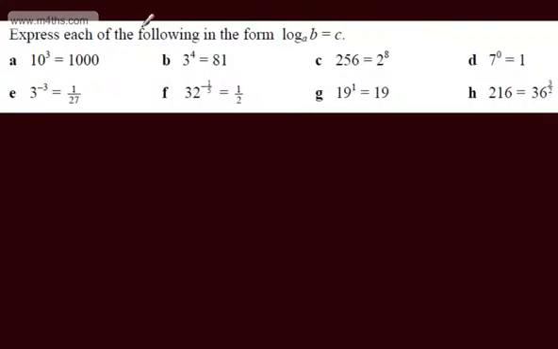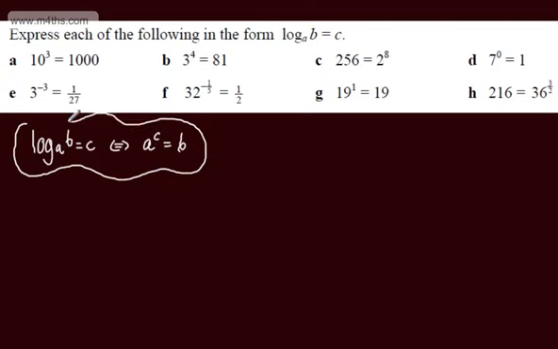We're asked to express each of the following in the form log to the base a of b is equal to c. So let's first write the exponential equivalent. We looked at this in the last video. If we have log to the base a of b is equal to c, then the exponential equivalent is a to the power of c is equal to b. The logarithm is simply the power the base a is raised by to get the value of b.